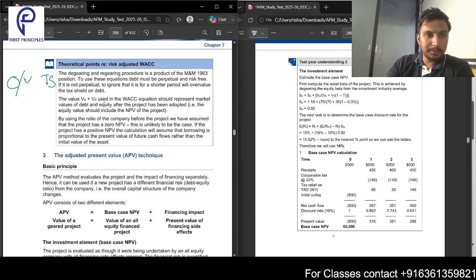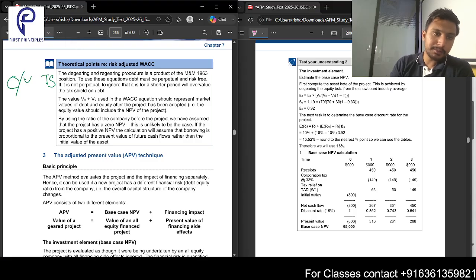The value VE plus VD used in the WACC equation would represent the market value of debt and equity of the project after it has been adopted. The equity value should include the NPV of the project. By using the ratio of the company before the project, we have assumed that the project has a zero NPV. This is unlikely to be the case. If the project has a positive NPV, the calculation will assume that the borrowing is proportional to the present value of the future cash flow rather than the initial value of the asset. Here, they have just discussed the same point in detail.